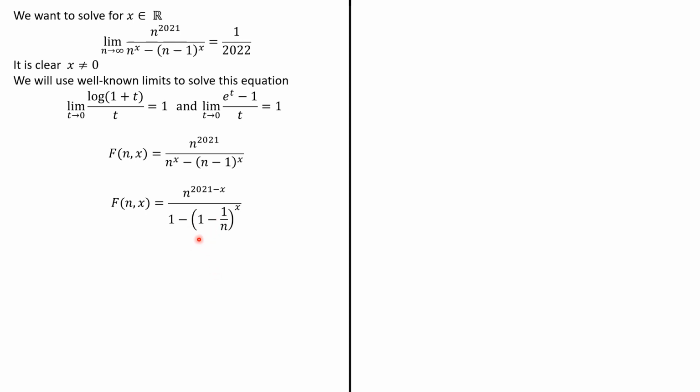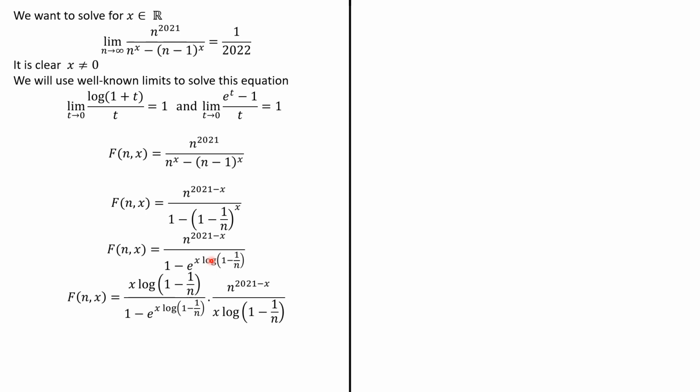Next, we write these as an exponential. So this is going to be e to the x multiplied by log of 1 minus 1 over n. That's right. Now, what we want is to have this pattern here, (e^t minus 1) over t, where t is this exponent.